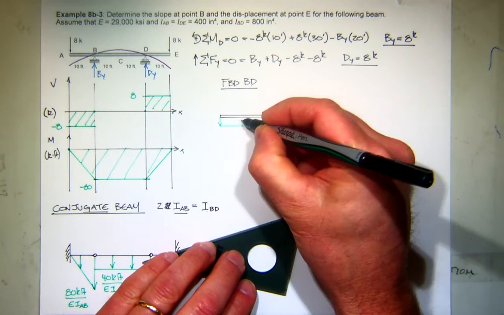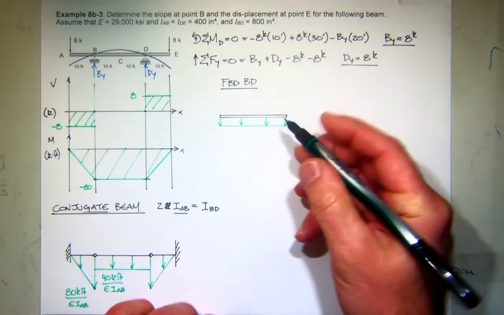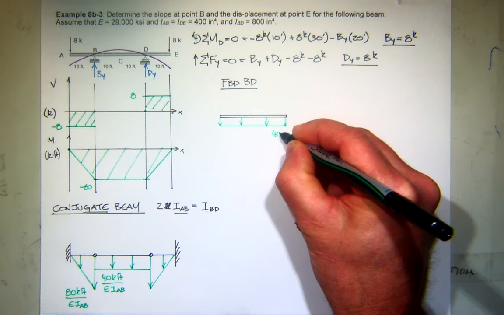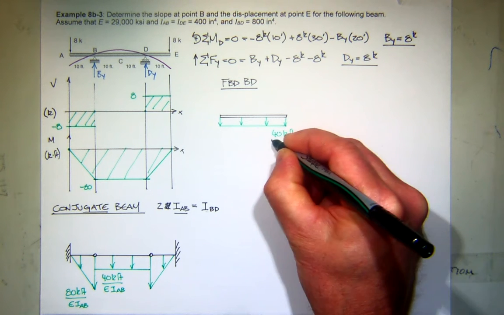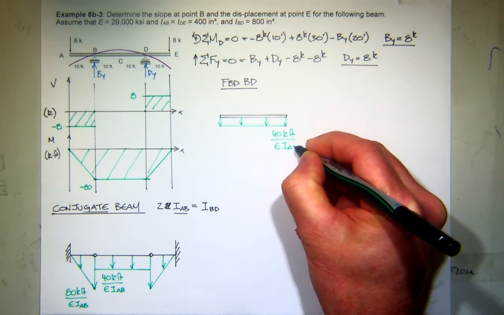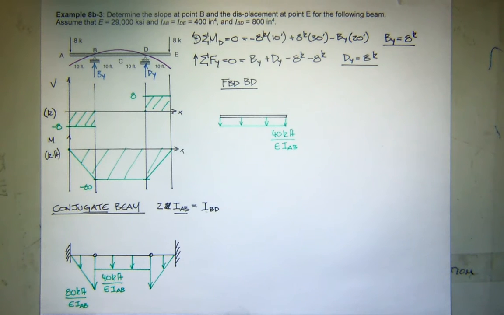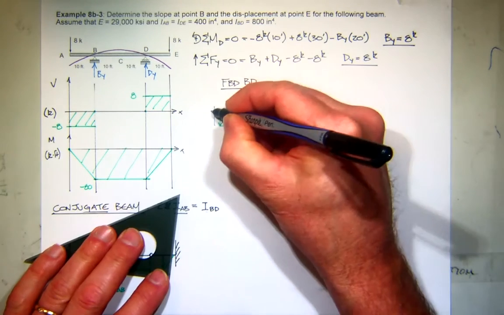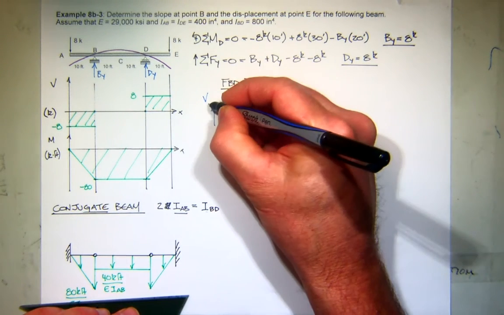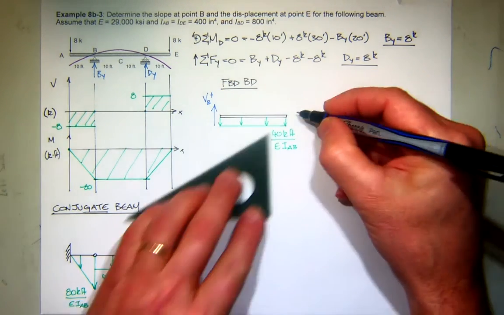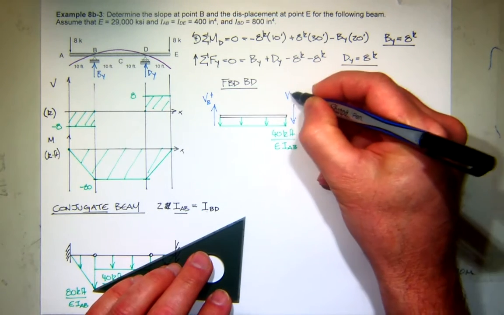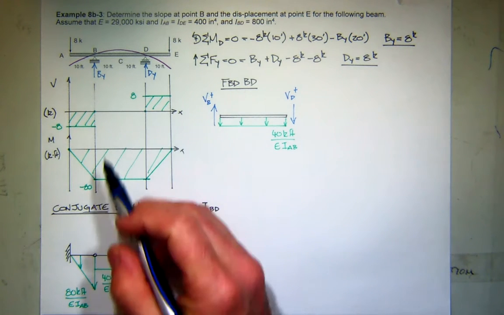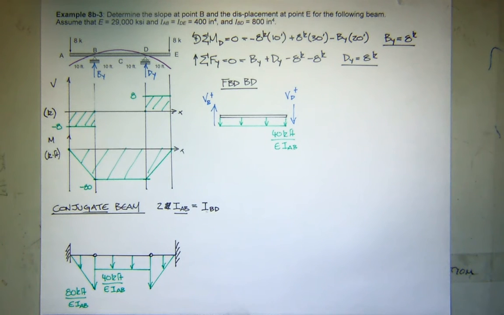So there's my load, and that had a value of 40 kip-feet divided by EI_AB. And then I'm going to assume that on this side I have the positive shear at B, and on this side I have positive shear at D. First thing I want to find is the value of B.